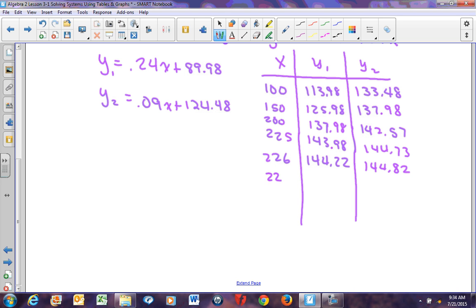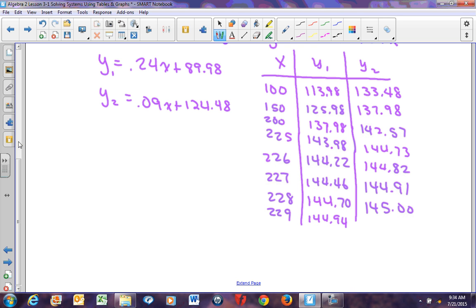I have 227. I have 144.46. We're getting much closer. 144.91. I have 228. 144.70. And 145 even. 229. There are 144.94. And 145.09. And 230, well, looky there, 230, 145.18, and 145.18.